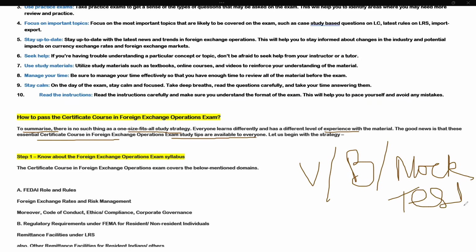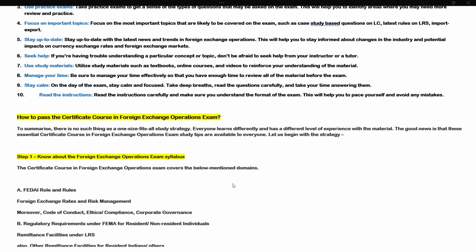But the mock test is very important, because suppose you're watching the videos and studying the book, but if you're not doing the mock test, then how will you get to know which area you are not able to perform well in? So for that, you have to go for the mock test series, and only then will you be able to understand the real situation of the exam. So here are some of the steps.